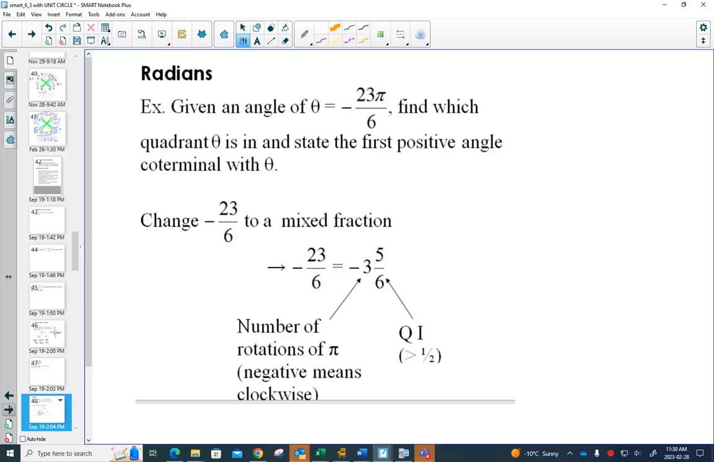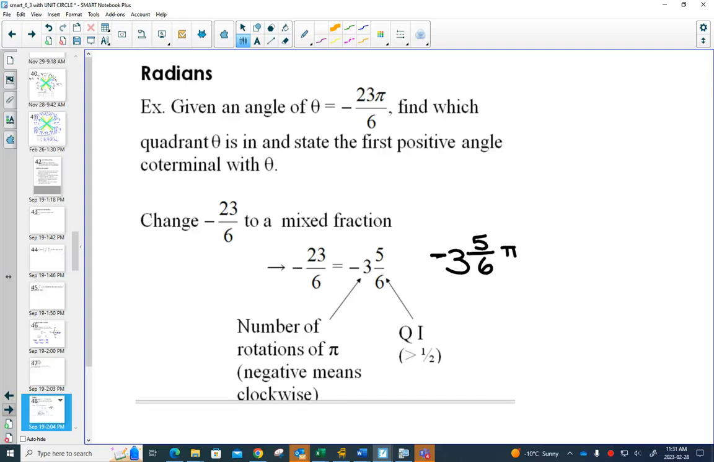The method that I like to use is writing the improper fraction as a mixed fraction. This is going back to something from grade 9. Do you know how to change 23 over 6 to 3 and 5/6? You're basically looking at how many full 6s you could get into 23. I could get 3 of them. 3 full 6s would give me 18. I still need 5 more to get to 23. So this is 3 and 5/6 pi. And I have a negative, so there would still be a negative out in front.